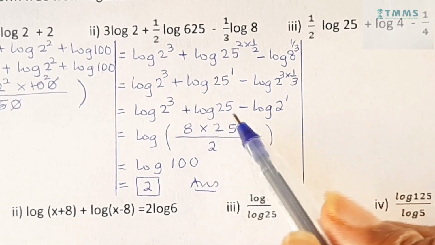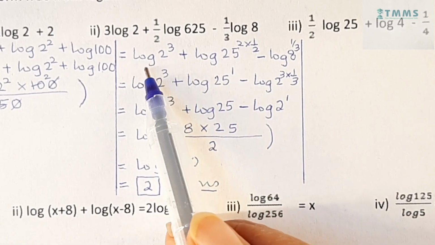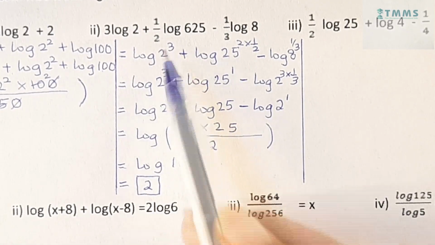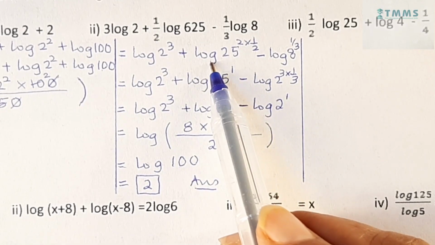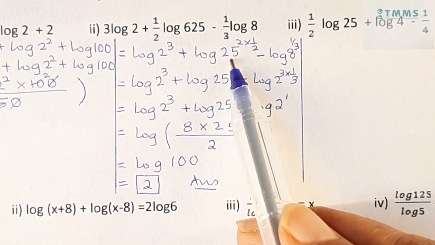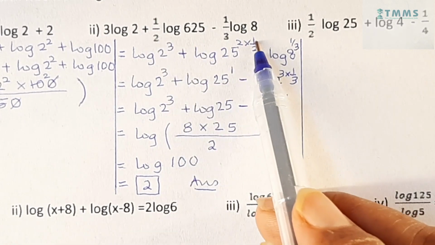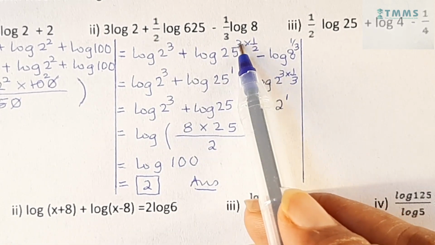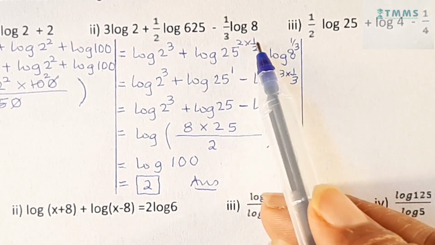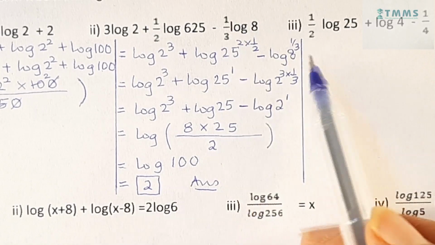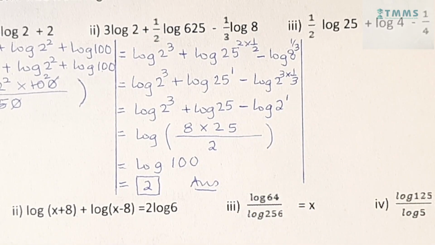Okay, did you get it right? Quickly check the steps. 3 log 2 becomes log 2 raised to 3. Half log 625 becomes log 625 is 25 square, and that will be multiplied by half. So the exponents will be multiplied, minus log 8, and this 1/3 will go as the index or the exponent.